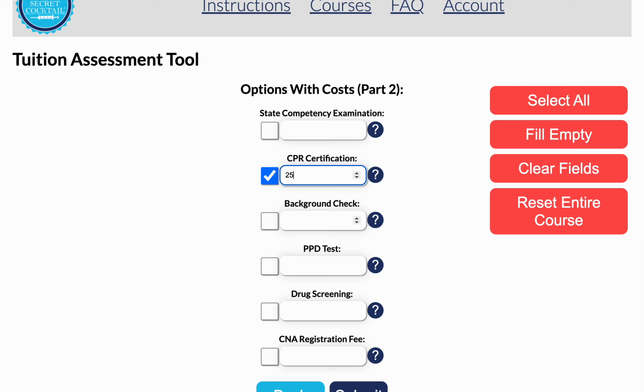Background check. Do you plan on doing background checks for your students? See, I hadn't even thought about this. That's okay. That is why I'm here. This is good. All right, I can talk to you about it. Yeah, let's talk about it.